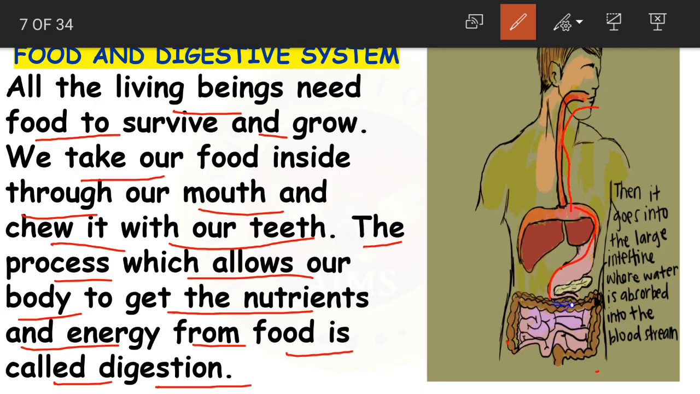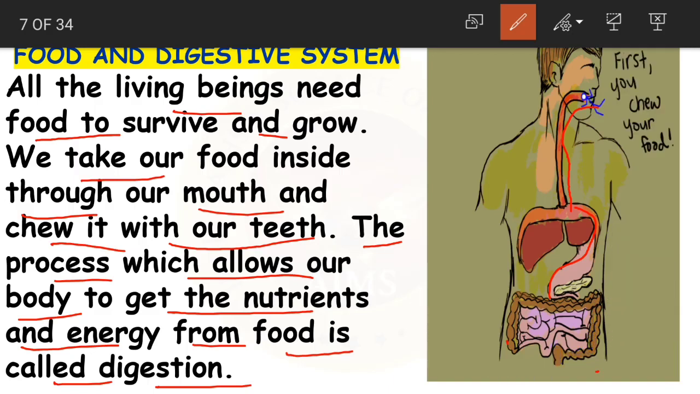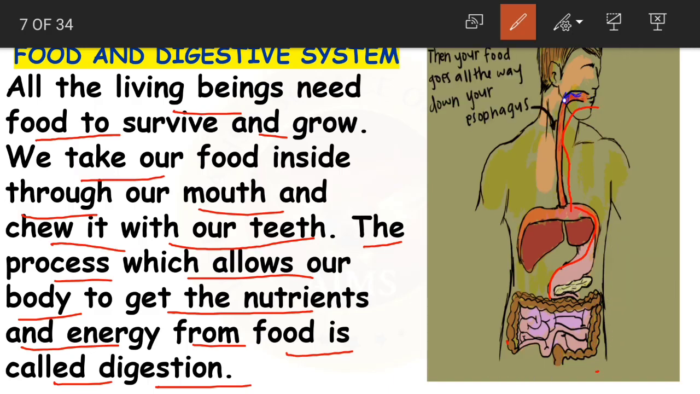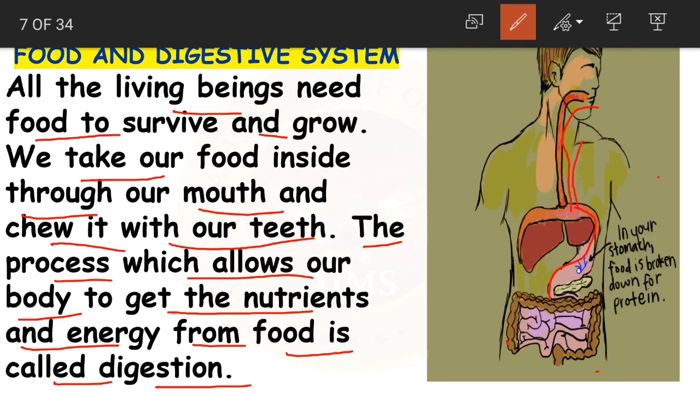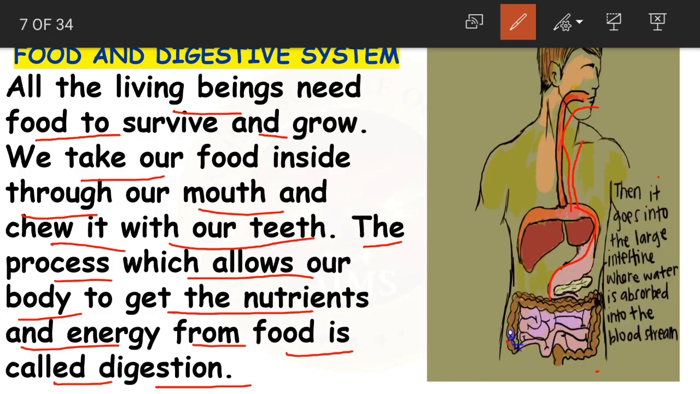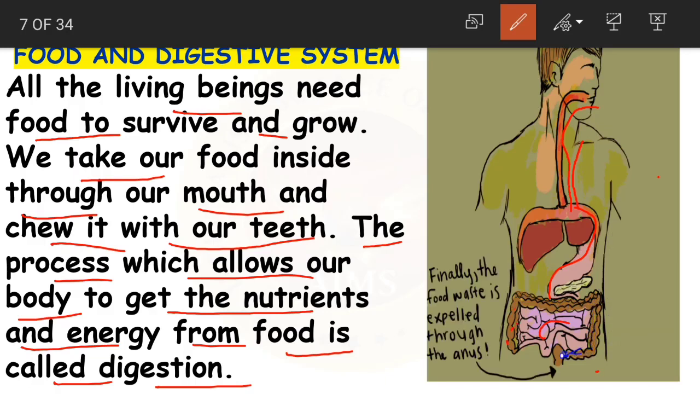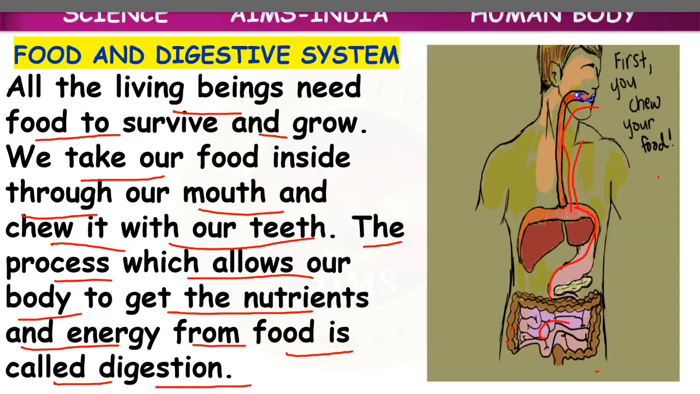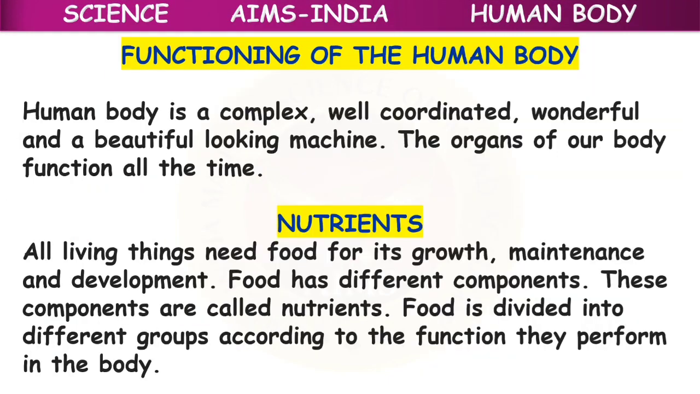Clear, children? Here in the diagram it is also written how the food is going to reach. First you chew your food here, then your food goes all the way down through this food pipe and into your stomach, where all the protein is broken down. Again in the small intestine, food is made into a liquid, and it is going to absorb all the nutrients there. Clear, children?